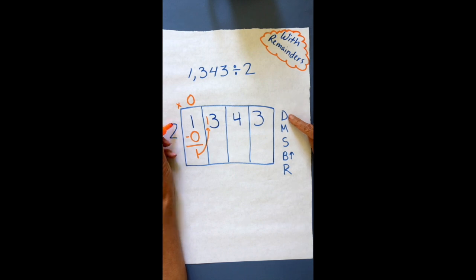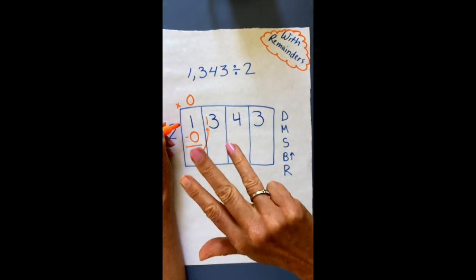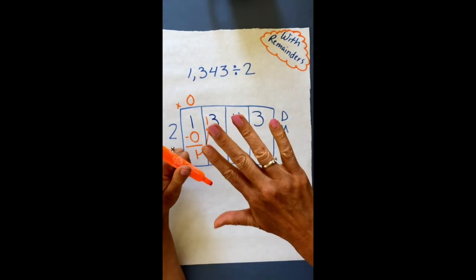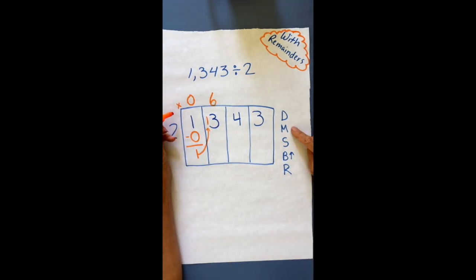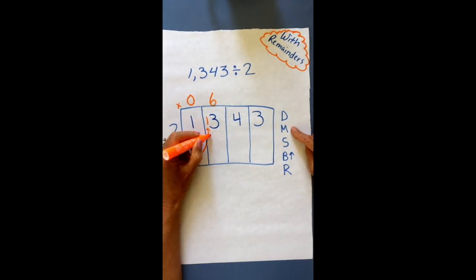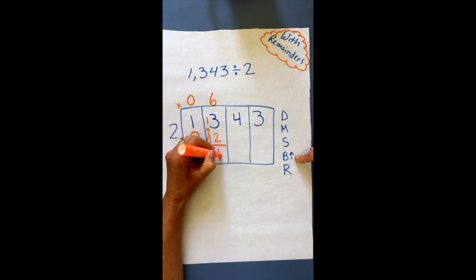So I'm going to go up to divide, and now I'm in my second column. How many 2s are in 13? 2, 4, 6, 8, 10, 12, 14. Too many? That would be 6. Now I'm going to multiply. 6 times 2 is 12. Now I'm going to subtract. Get 1. Now I'm going to bring up my remainder.